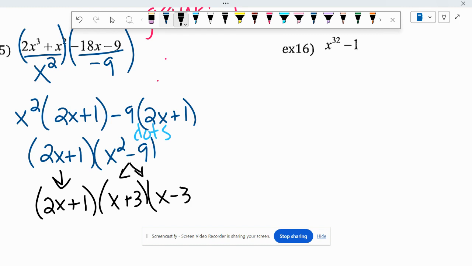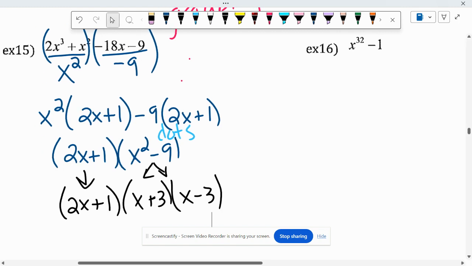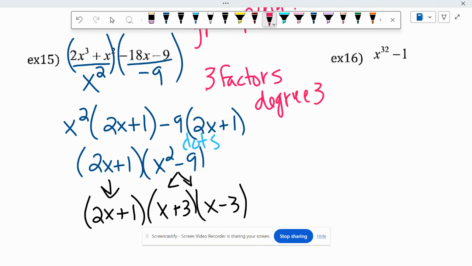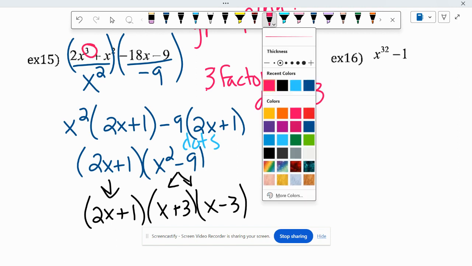Why do you think this one has 3 factors? No. It was a good guess. What is the degree of your polynomial? Yeah. This has 3 factors, and your polynomial is degree 3. Do you guys see that? That's important. That is important.